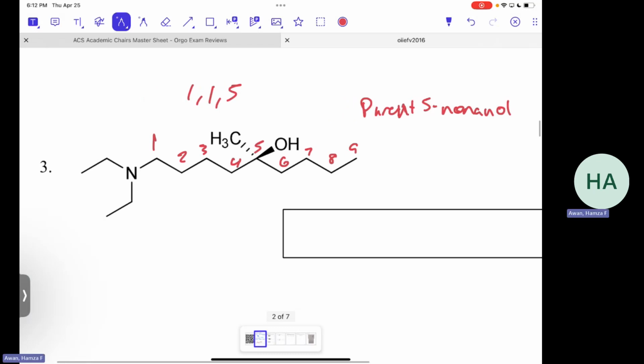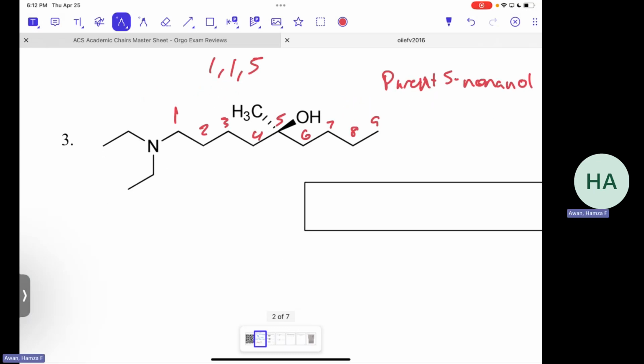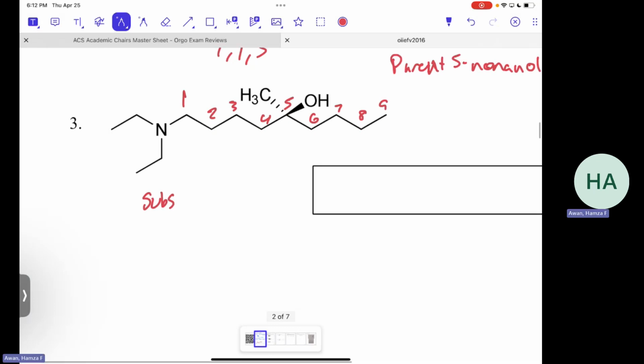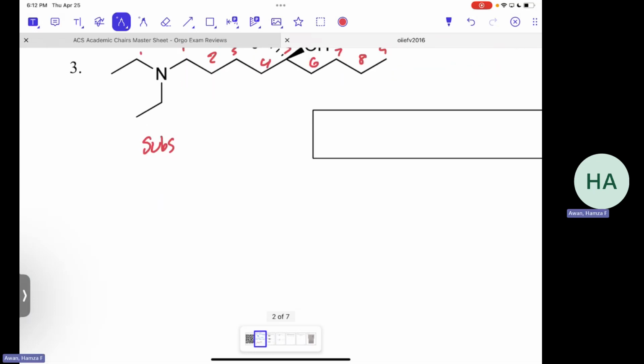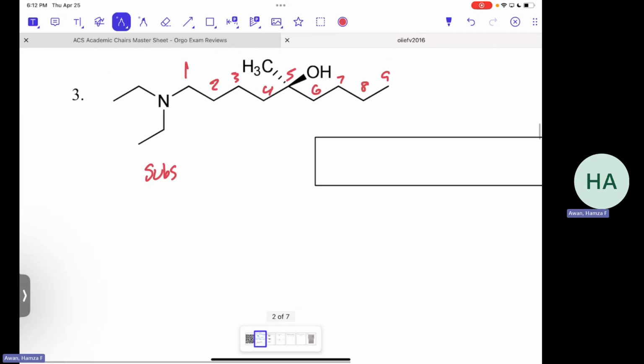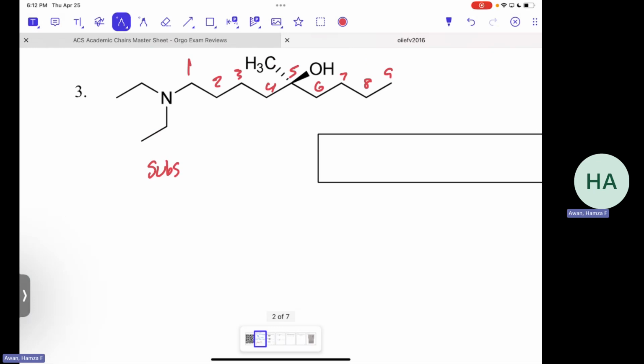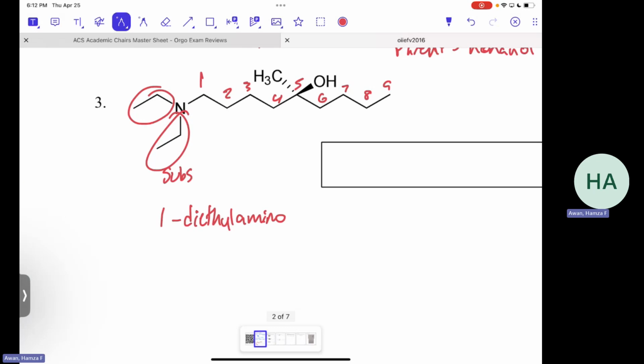And then our substituents. So we have 3 substituents on this. For the N substituent, we have 2 N-ethyl groups. So whenever we have that as a substituent, this is going to be called a diethylamino. So we have 2 ethyls on this. So we're going to say carbon 1, 1-diethylamino. And then on carbon 5, we have our CH3 methyl group, so 5-methyl.